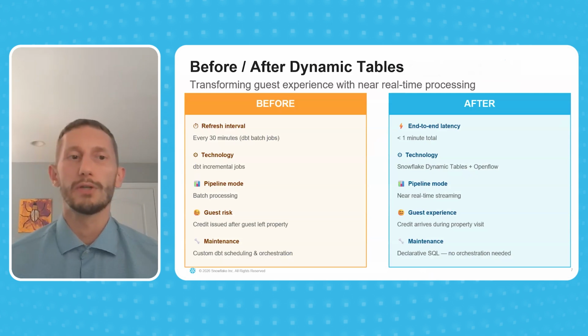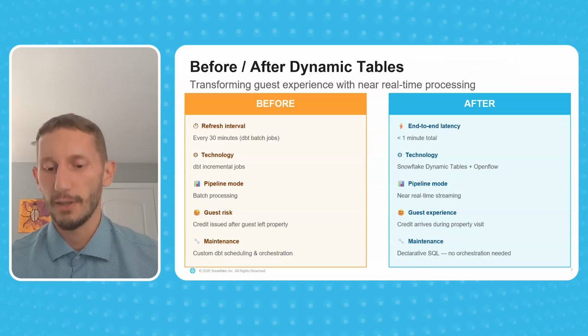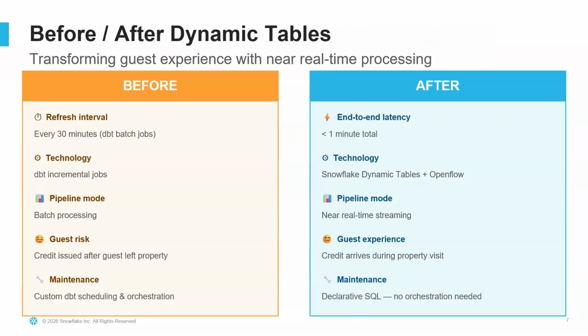So previously it was 30 minutes on average. Now it's under a minute. We used DBT incremental jobs, which ran every 30 minutes. Now we still use DBT, but only for version control. This is how we keep the versions of our dynamic tables in the same DBT repo. But execution is performed under the hood of Snowflake. The pipeline mode was batch, now it's real-time streaming.